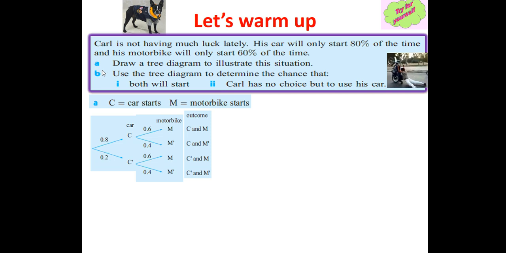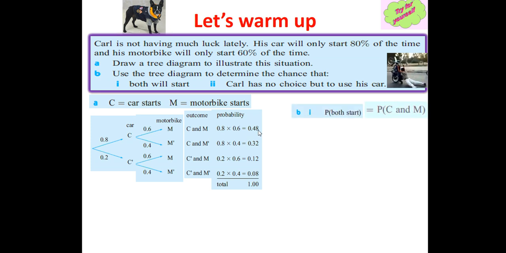So I've got a tree diagram. Use a tree diagram to determine the chance that both will start. So both will start would be CM. So we're going to work out this probability. In order to do that, you need to work out the probabilities. Remember, with these tree diagrams, you multiply going across and you add if you need to collect any of these together. So that both will start will be CM. So C and M means 0.8 times 0.6. So 0.48 is the answer for that one.